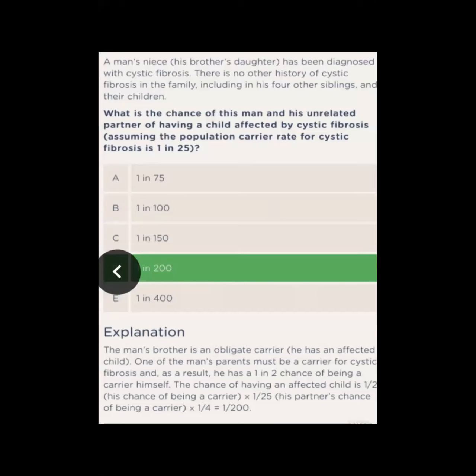One of the man's parents must be a carrier. We know that only if both parents are carriers can they have an affected child. Here, one of this man's parents is a carrier, because his brother is not affected and the 4 siblings are not affected. But his brother is a definite carrier. Why? Because his brother has a child who is affected by cystic fibrosis. So the brother is called an obligate carrier. Obligate means must.